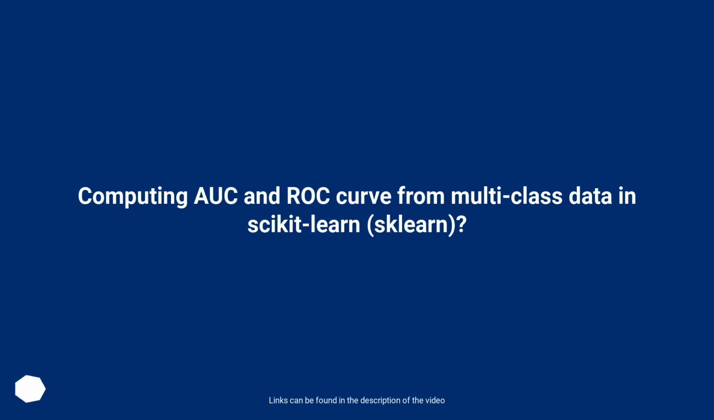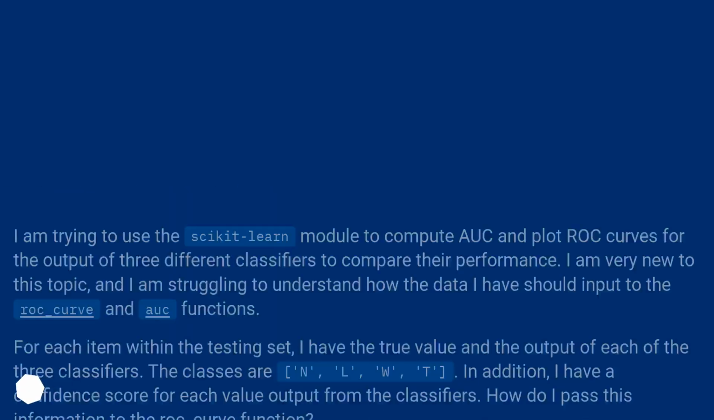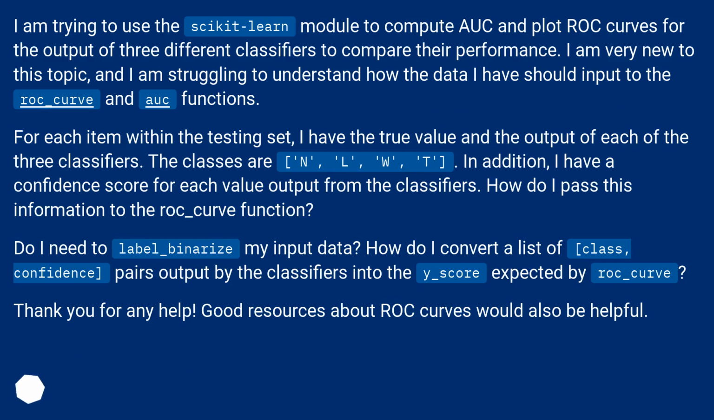Computing AUC and ROC curve from multi-class data in scikit-learn, sklearn. I am trying to use the scikit-learn module to compute AUC and plot ROC curves for the output of 3 different classifiers to compare their performance.